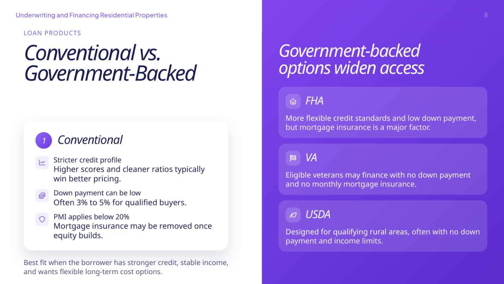FHA loans, for example, offer more flexible credit standards and lower down payment requirements. However, mortgage insurance is a significant cost factor in FHA loans. VA loans are available to eligible veterans, offering the benefit of no down payment and no monthly mortgage insurance, which can be a major advantage. USDA loans are geared towards those in qualifying rural areas, often with no down payment required and income limits to ensure affordability. Understanding these differences helps borrowers select a loan product that best fits their financial profile and homeownership goals.